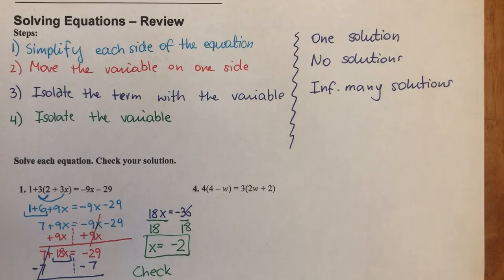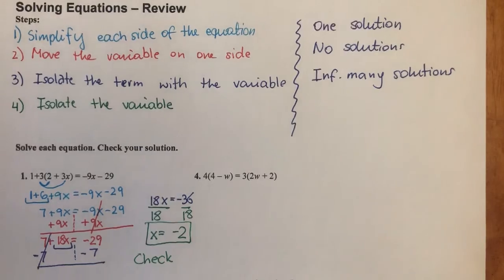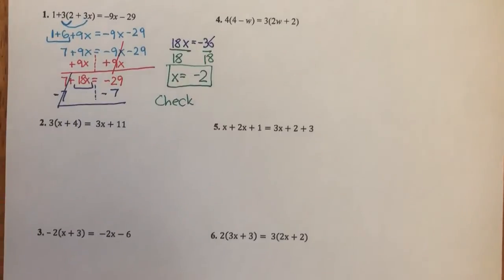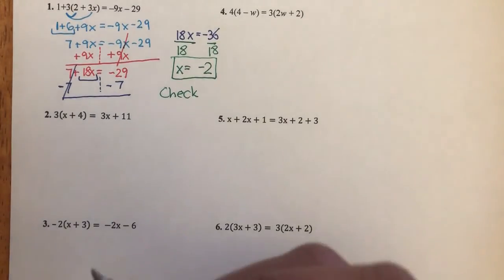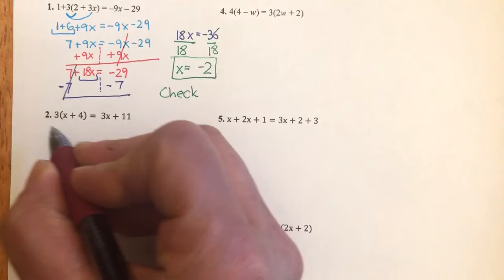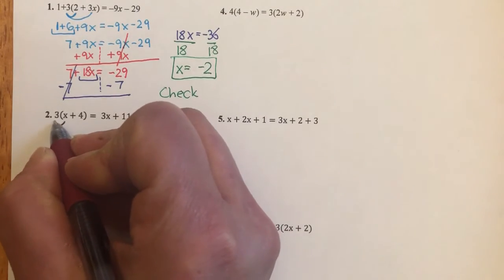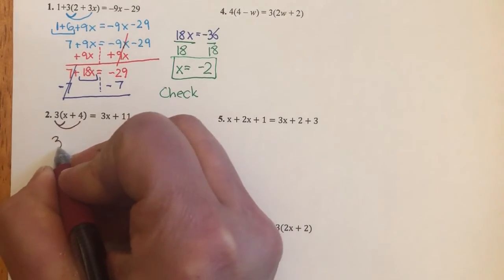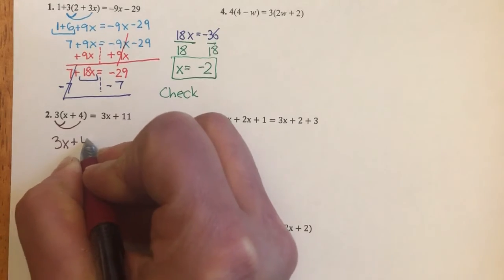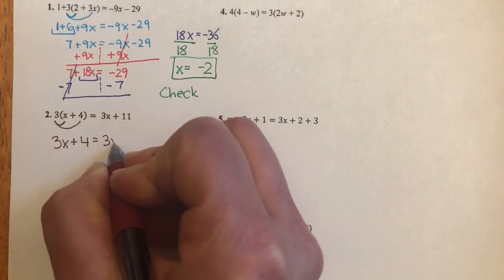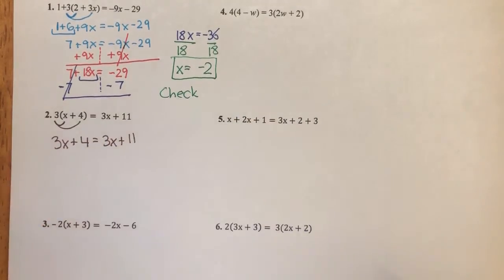Let's solve example number 2 and see what we will get there. So again, I want to apply my steps and simplify each side of the equation. I see some parentheses here, so I am going to use the distributive property. I have 3x plus 4 is equivalent to 3x plus 11.